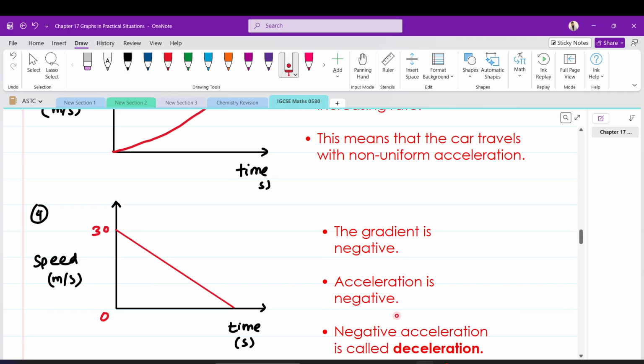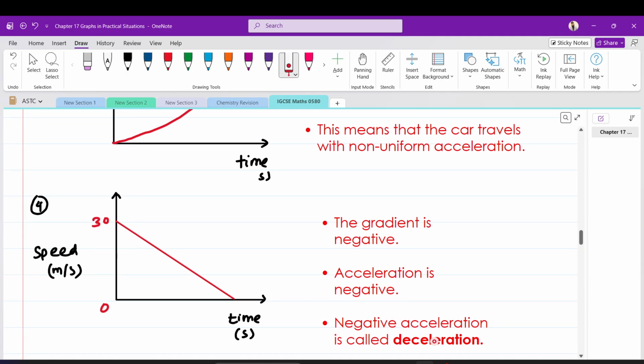Negative acceleration is called deceleration. So there is a word for negative acceleration, and that is deceleration. So let's say that my acceleration was minus 0.4 meters per second square, this is the unit for acceleration. Then I'm going to say that my deceleration is 0.4 meters per second square. So the unit for acceleration is meters per second square.